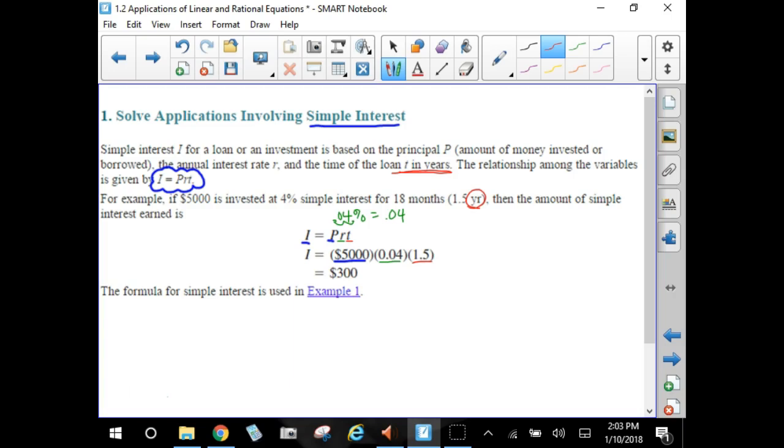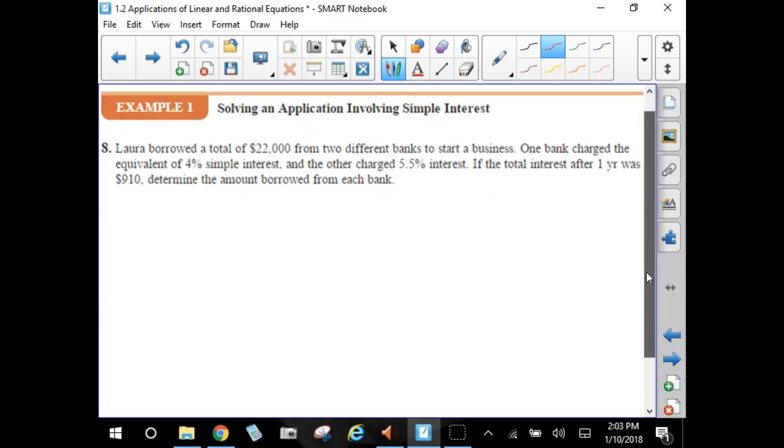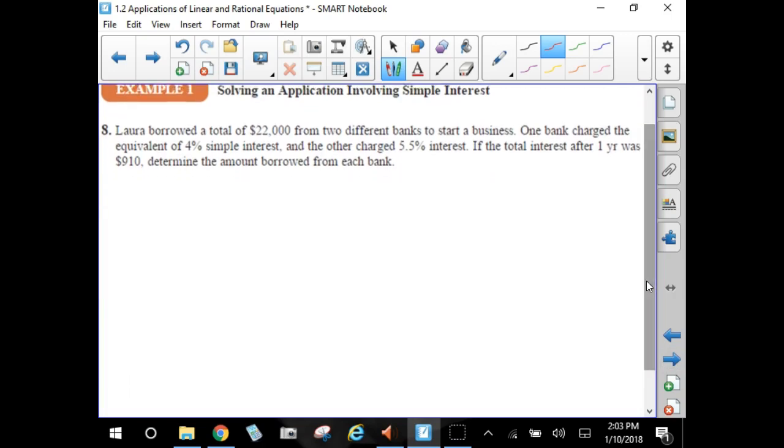That is simple interest. In our example, it says Laura borrowed a total of $22,000 from 2 different banks to start a business. One bank charged the equivalent of 4% simple interest, and the other charged 5.5% interest. If the total interest after 1 year was $910, determine the amount borrowed from each bank. Really what we need to do is figure out how she split the $22,000 between the 4% interest-bearing account and the 5.5% interest-bearing account.